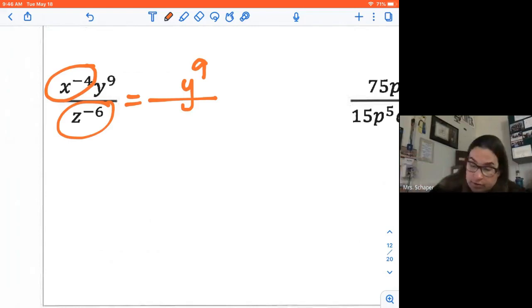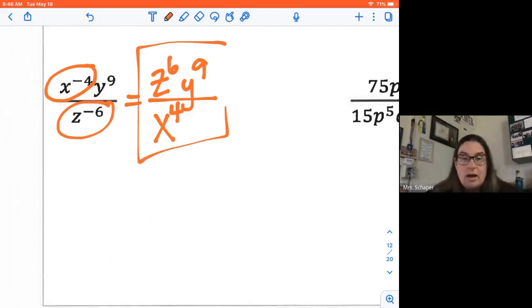switch. So I move x to the negative 4th to the denominator. It becomes x to the 4th. I move z to the negative 6 to the numerator. It becomes z to the 6th. This is the answer for my problem. It's in simplest form. Each base is only listed once. All of my exponents are positive.